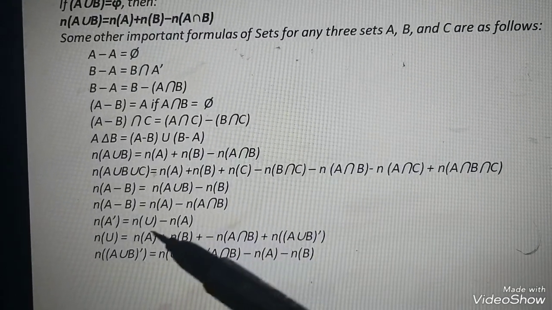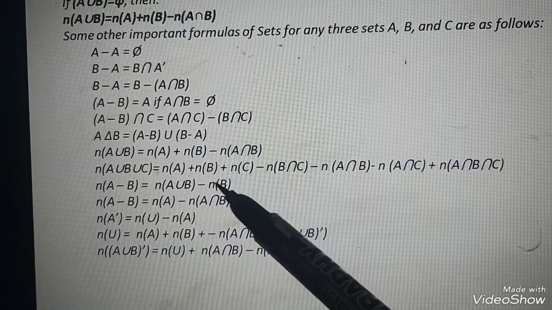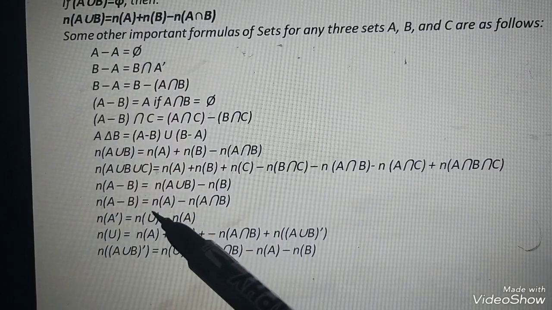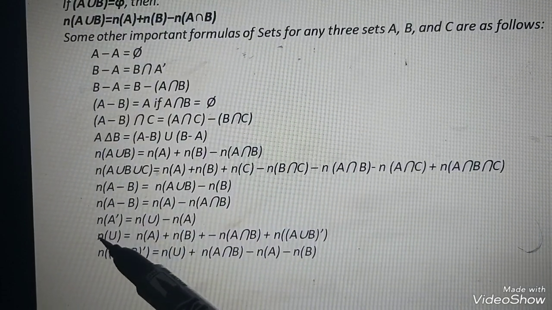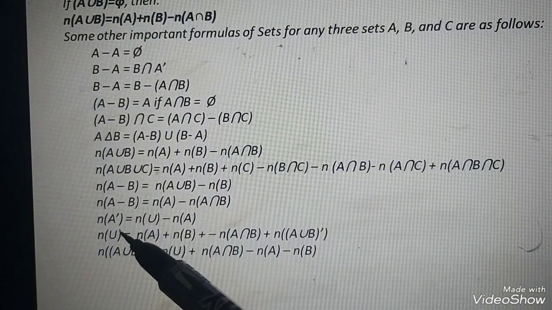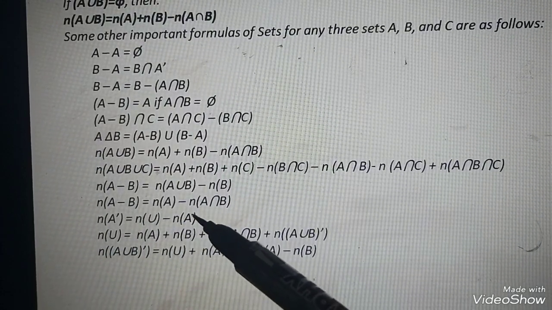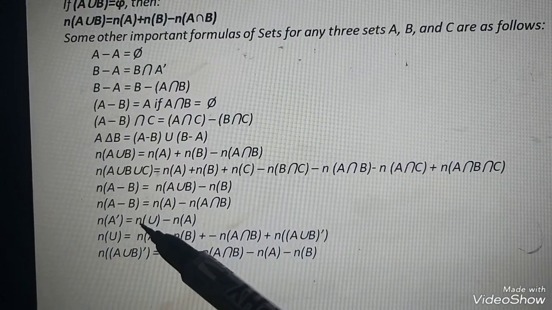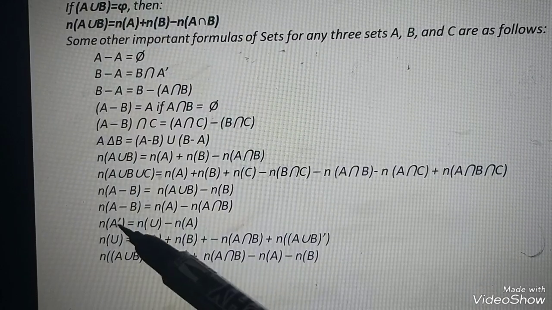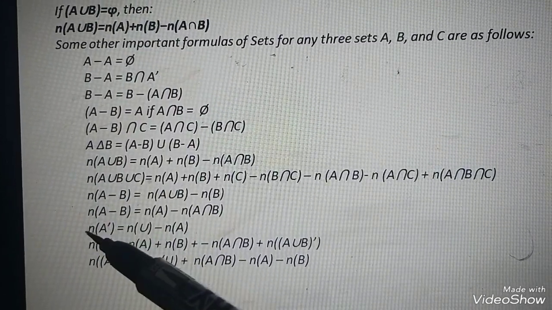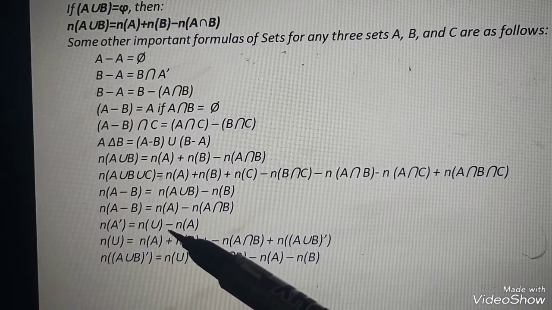Now n of A minus B is n of A union B minus n of B, and n of A minus B also means n of A minus n of A intersection B. Here complement is there. n of A complement is n of the universal set minus the number of elements of A, that is n of U minus n of A. And if B complement or C complement is given, we take n of the universal set minus n of B.